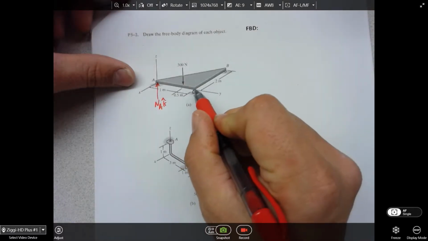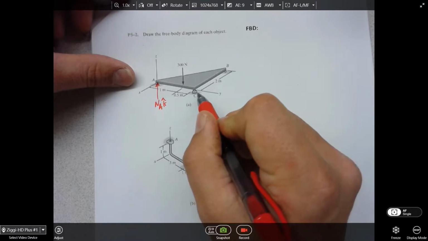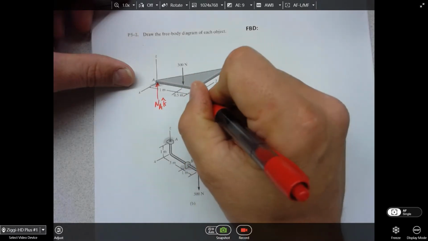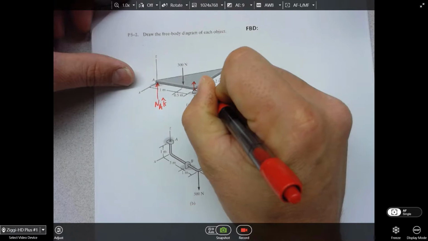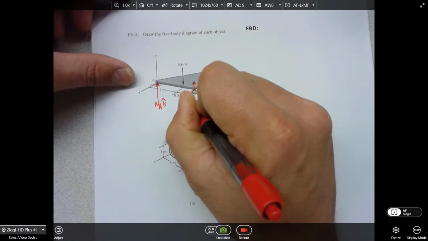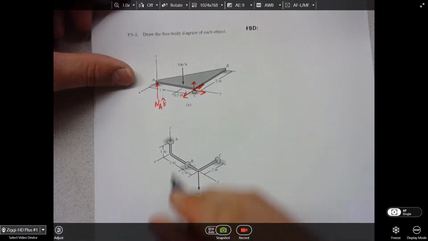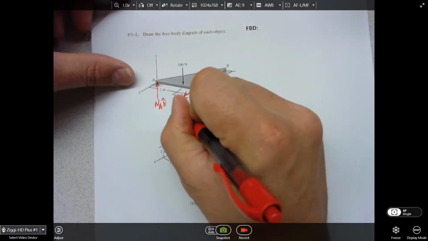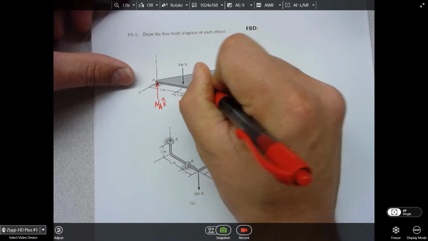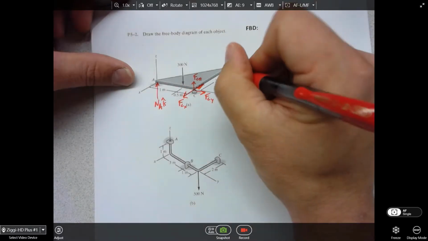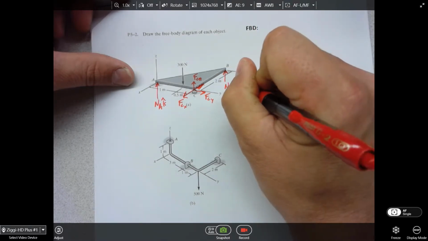And it looks like C is maybe a ball and socket joint. So a ball and socket joint resists motion in X, Y, and Z, but allows rotation in all three directions. Right? So we'd have some force at C in the X, some force at C in the Y, and some force at C in the Z. And B, again, would just be a normal at B in the K hat direction.